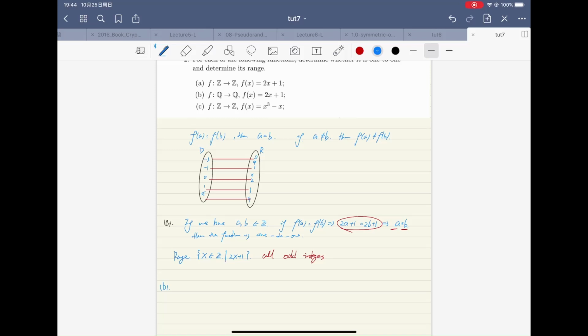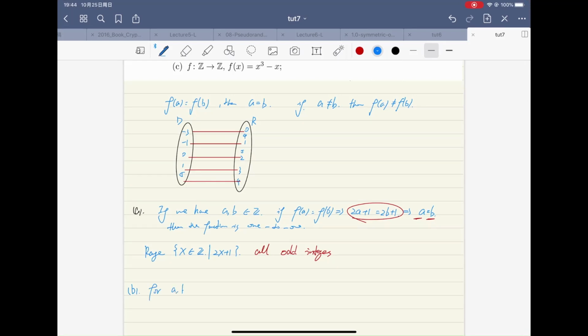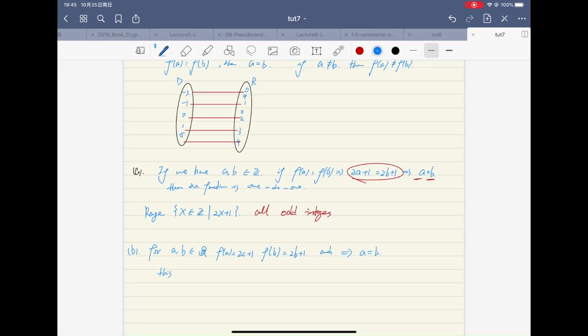Then the function B maps from the rational numbers to rational numbers, and f(x) equals 2x plus 1. Similar applies to the rational numbers. So for a, b belongs to rational numbers here, f(a) equals a plus 1, f(b) equals b plus 1, and we got a equals to b here, and hence it's one-to-one, right? This function is one-to-one.